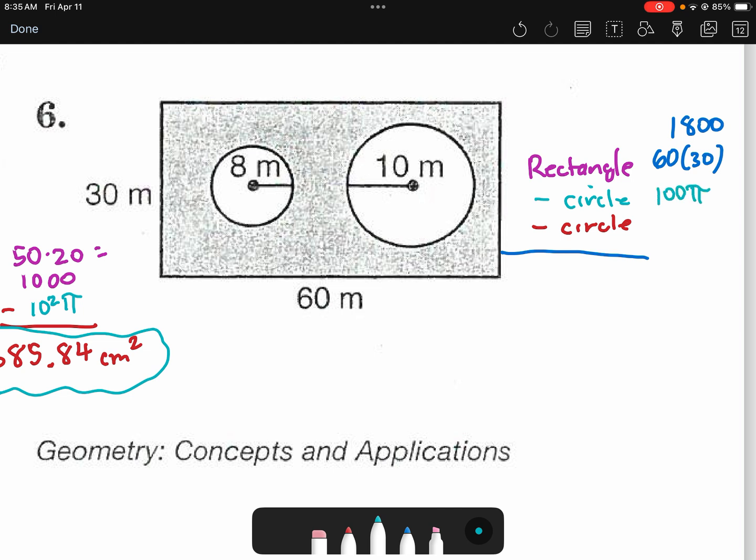That's 10 squared times pi. The area of my little circle would be 64 pi. That's 8 squared times pi. Okay, so we want 1,800 minus 100 pi minus 64 pi. And we end up with 1284.78. And that's in square meters.